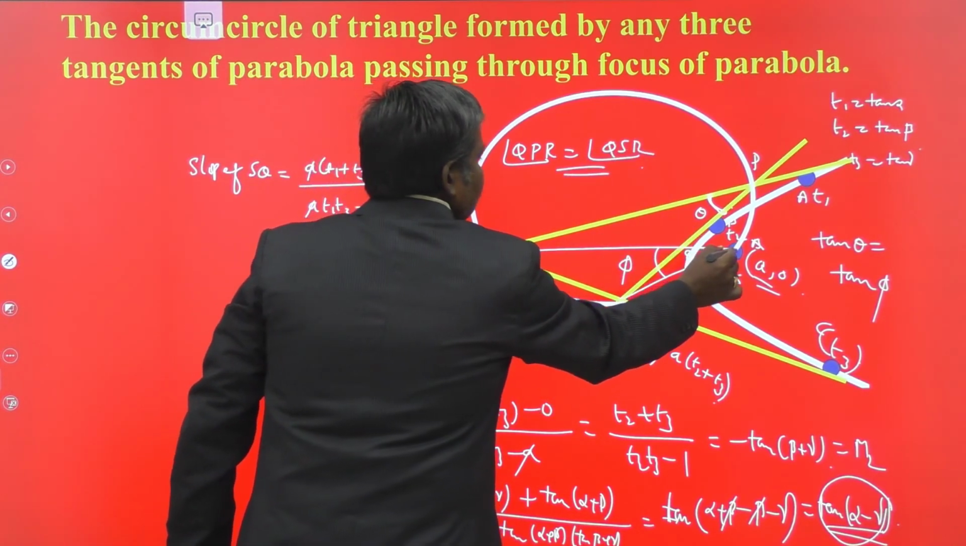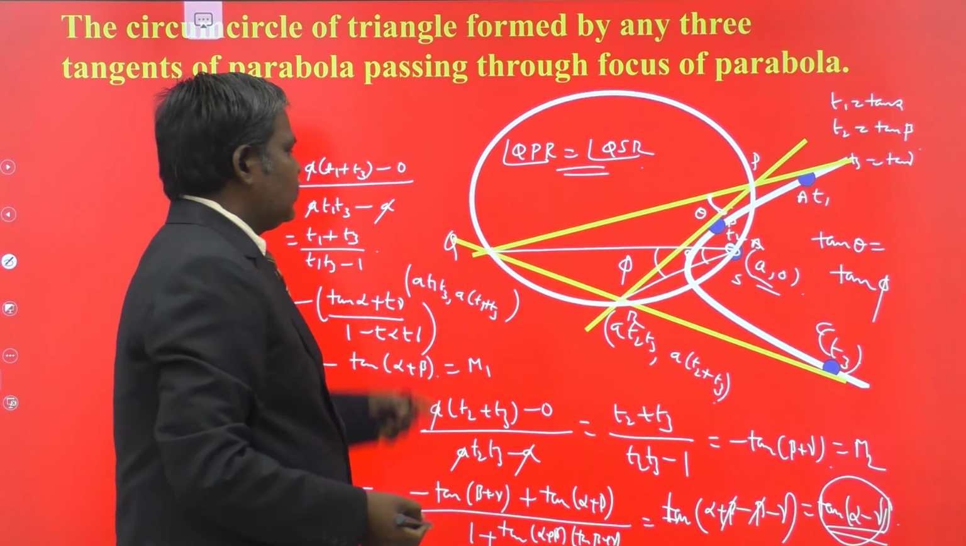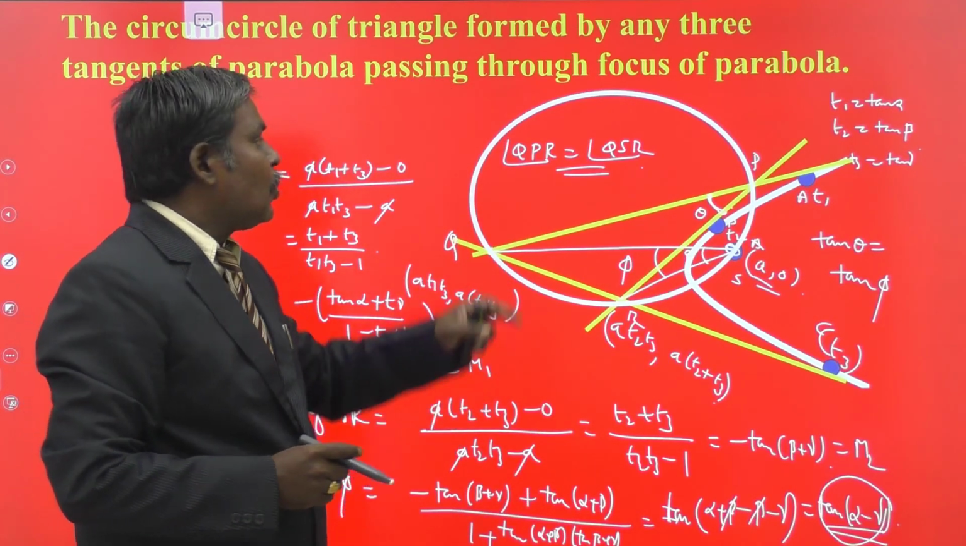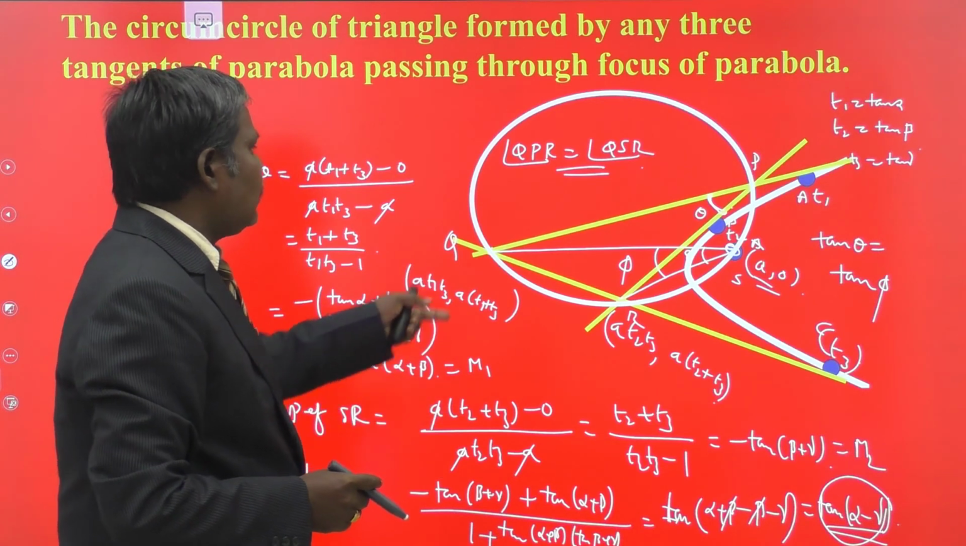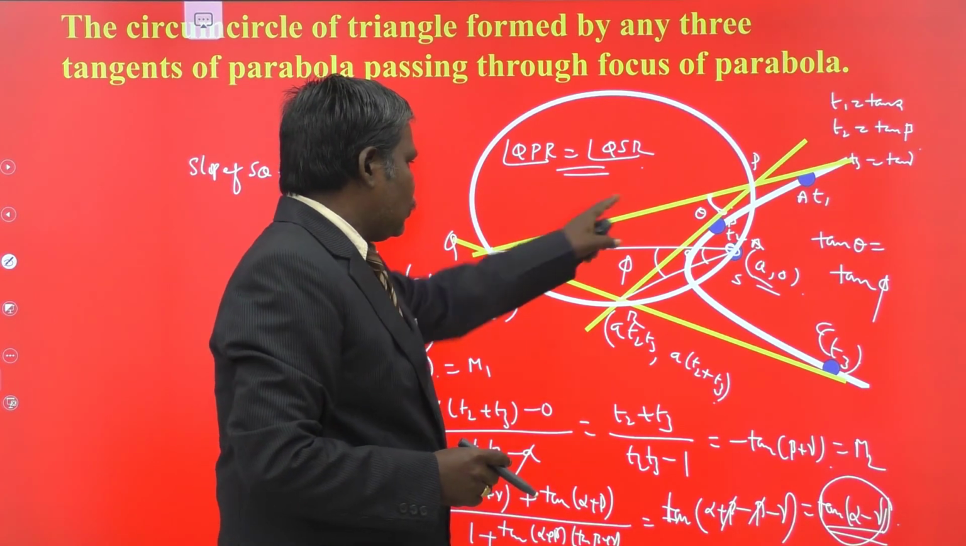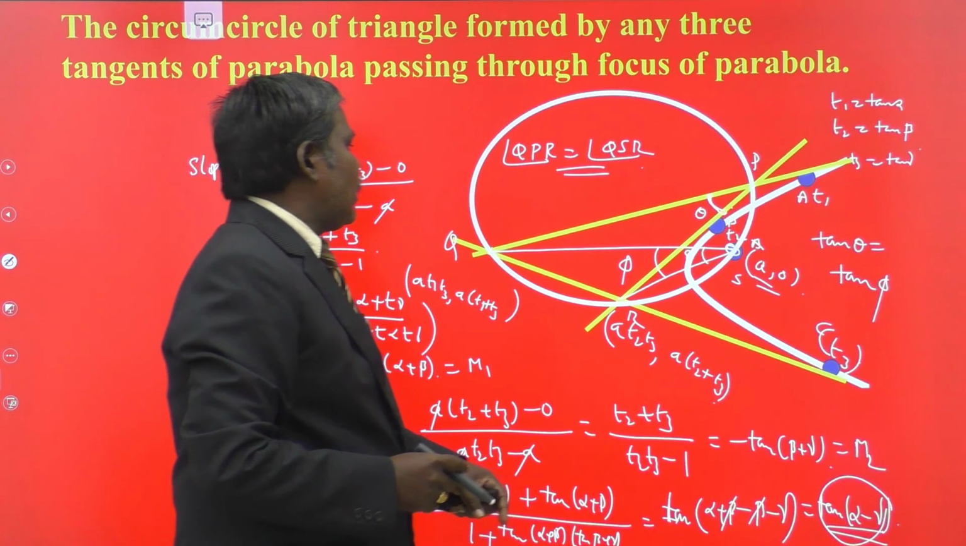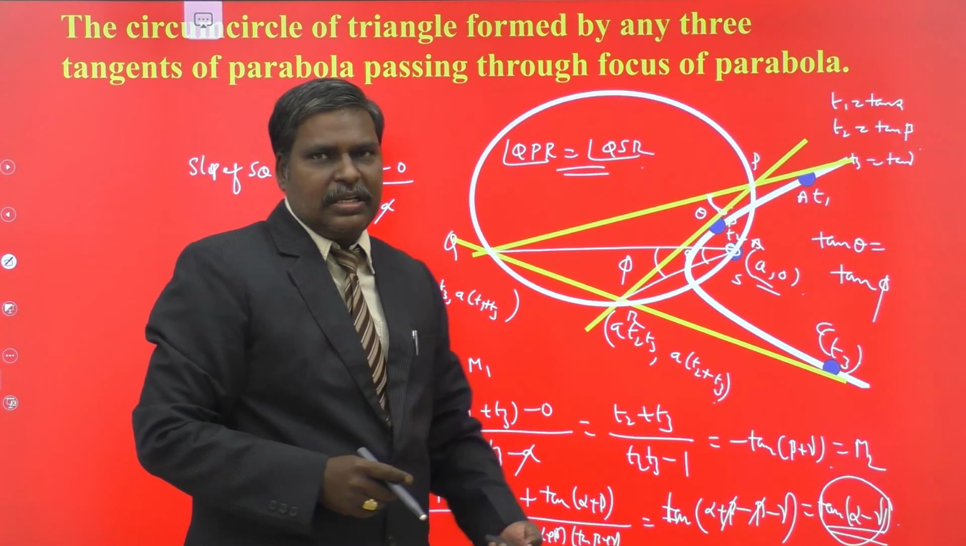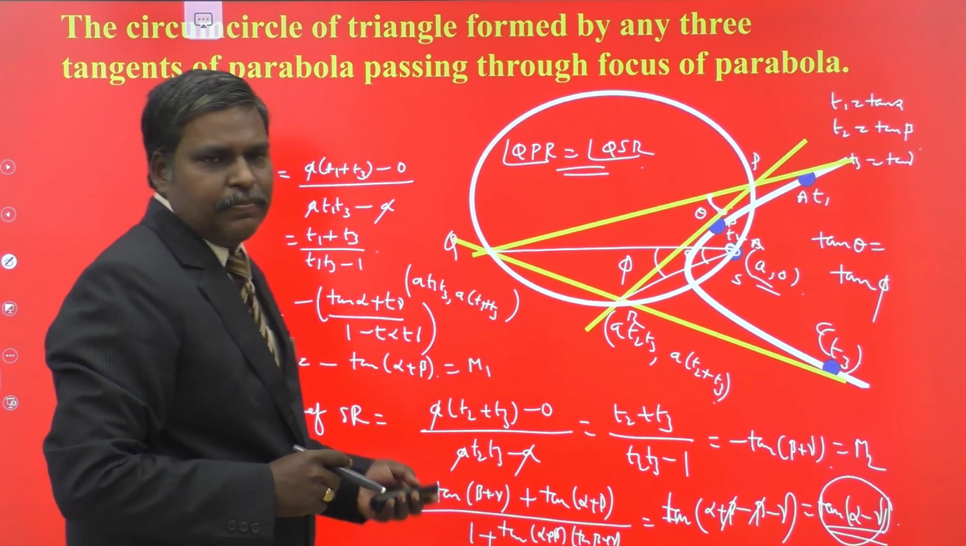Hence the circle passes through our focus. This is a very important result for you. Without finding the equation of the circle, we cracked this one. So by equating the two angles, we obtain the result itself. Understand? Next one.